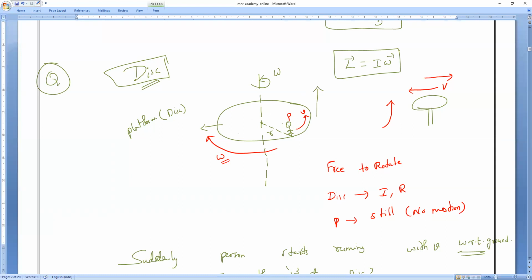Now see, with respect to the ground, if a person's angular momentum is upwards, then what about the disk? The disk is moving in the reverse, opposite direction. So what is the angular momentum of the disk? If the person's is upward, the angular momentum of the disk will be in the downward direction. Are you clear? So if it is in the downward direction, it will be negative.